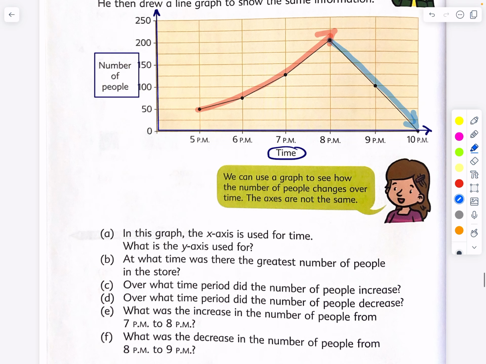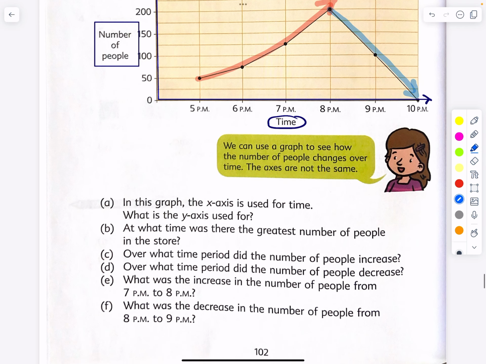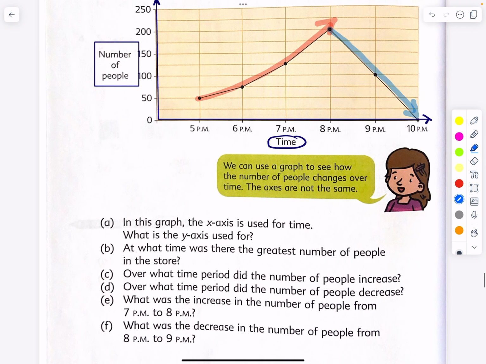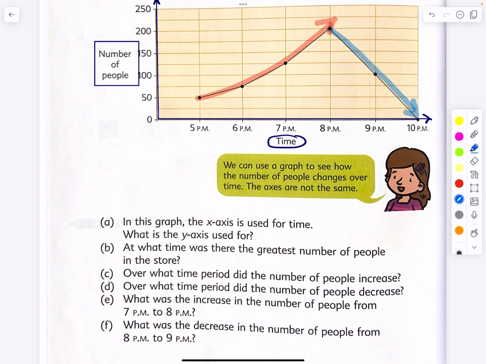So let's answer some questions about this visualization. We're on page 102. In this graph, the x-axis is used for time. That's true, right? Look at this, we have the time. Very often you will notice that time, months of the year, years, hours of the day are plotted along the x-axis. Time kind of doesn't change, it just keeps on going forward. Now, there are many things that depend on time, such as visitors in a store.